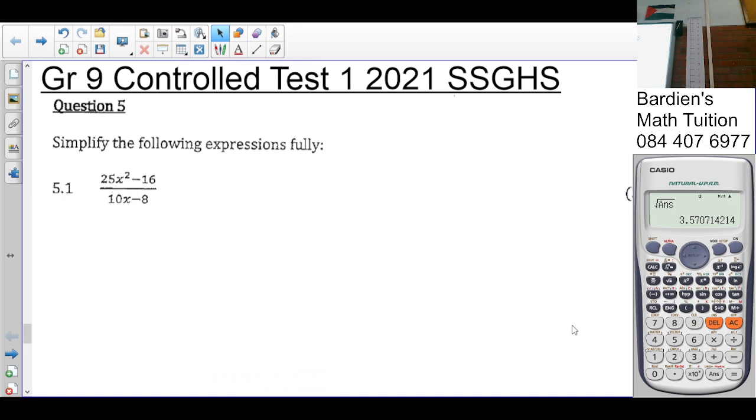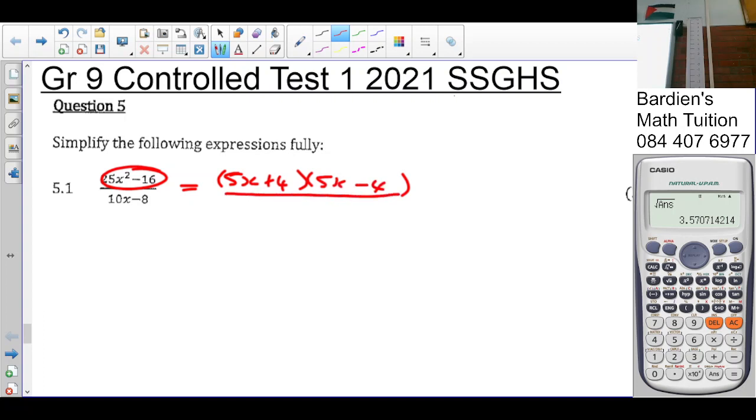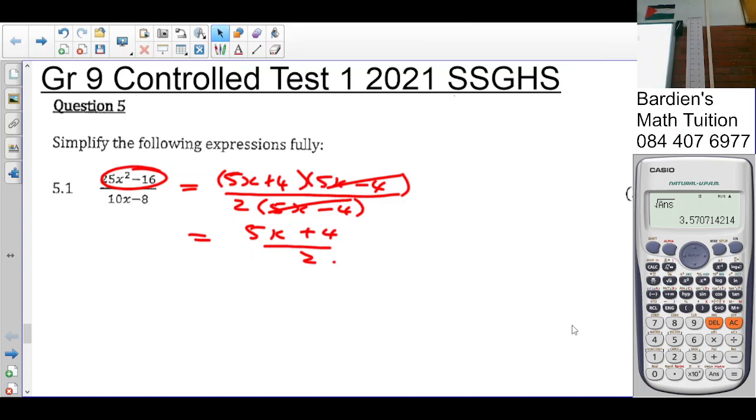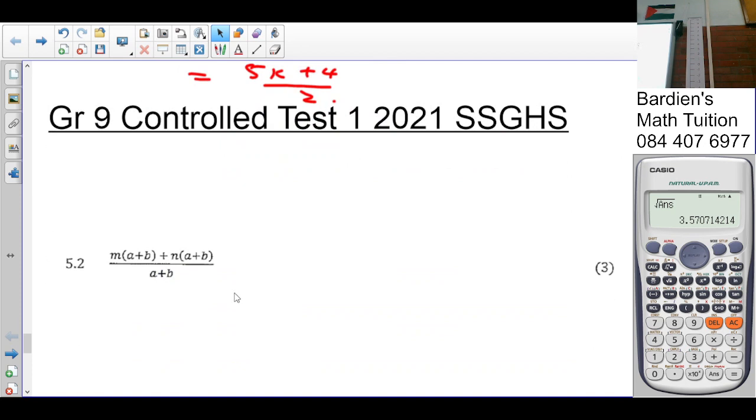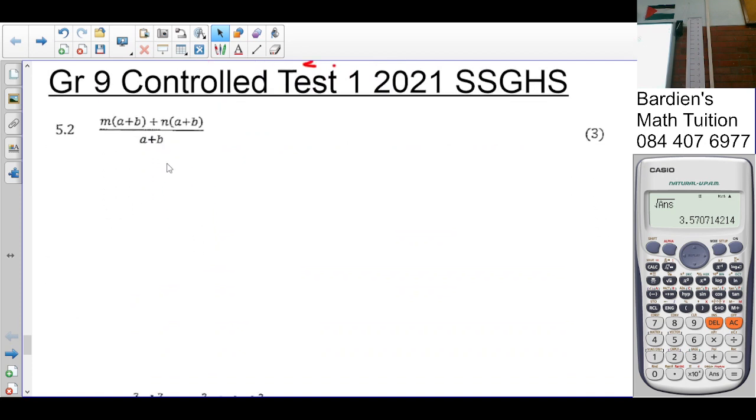Next one. Simplify the following expressions fully. So, what's going to happen here? Difference between two squares. So it's 5x plus 4, 5x minus 4. Over 2 is a common factor. So it's going to be 5x minus 4. That cancels, leaves you with 5x plus 4 over 2. Can I simplify this 2 and the 4? No. Right. Let's look at the next one.